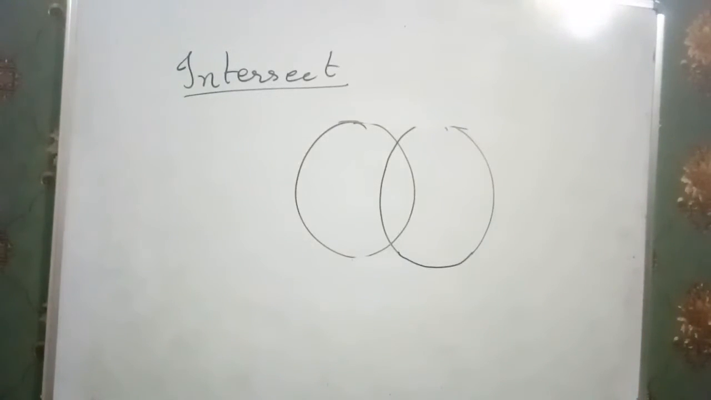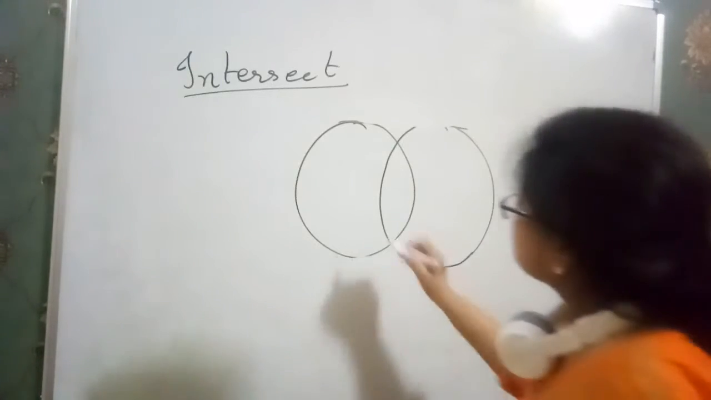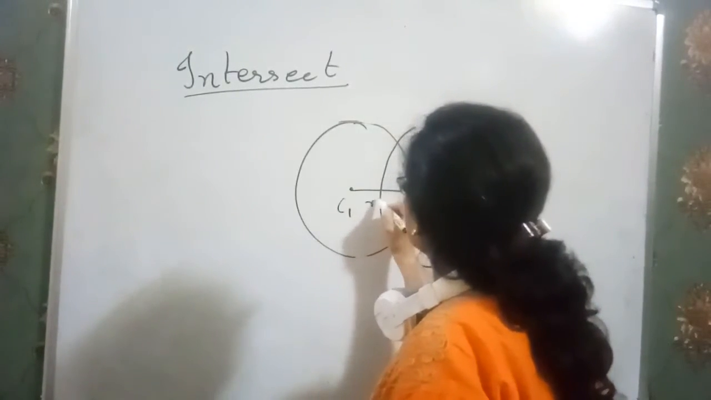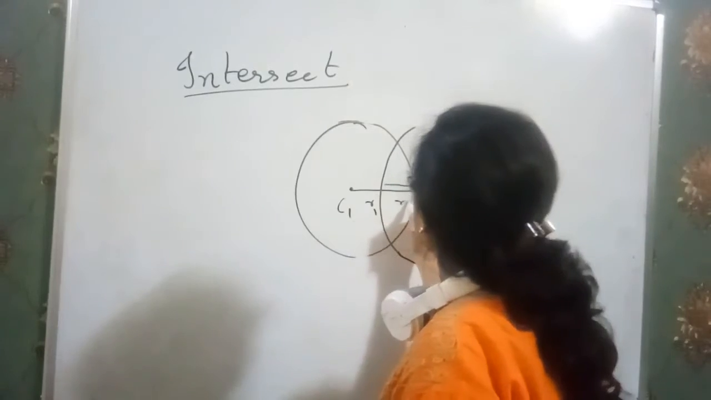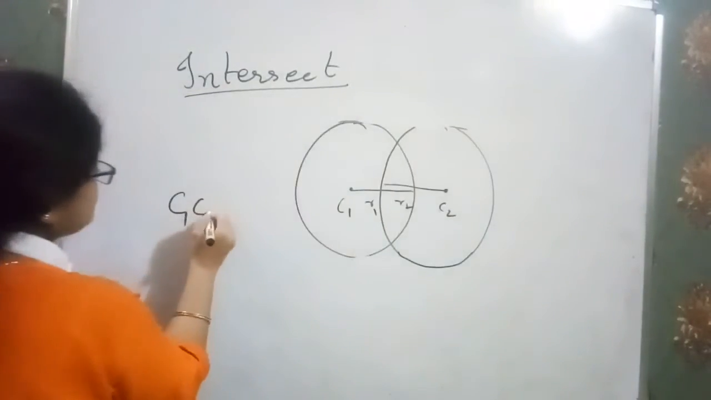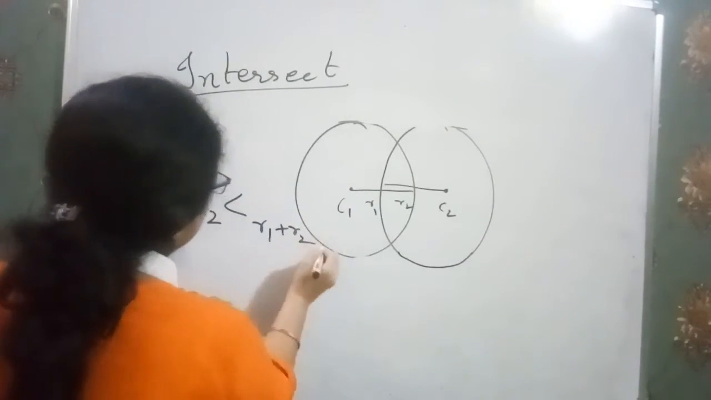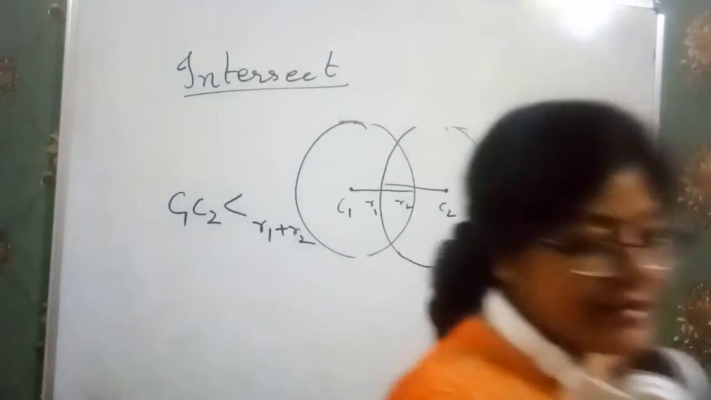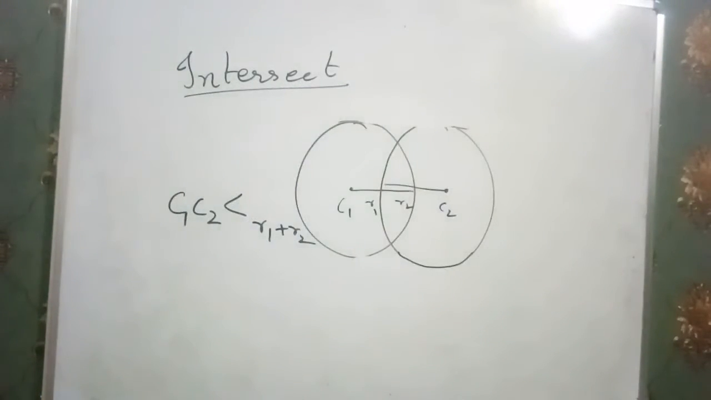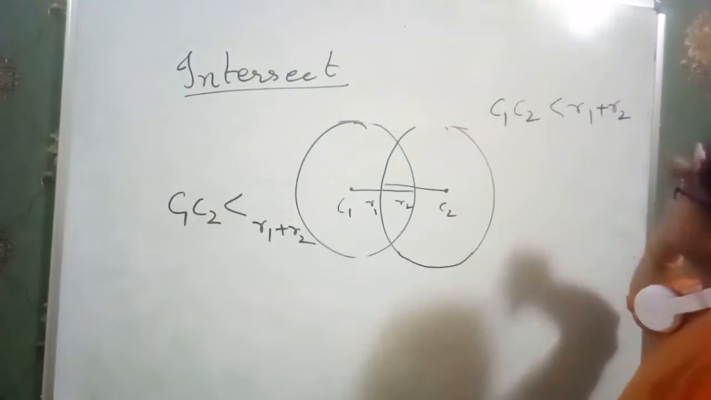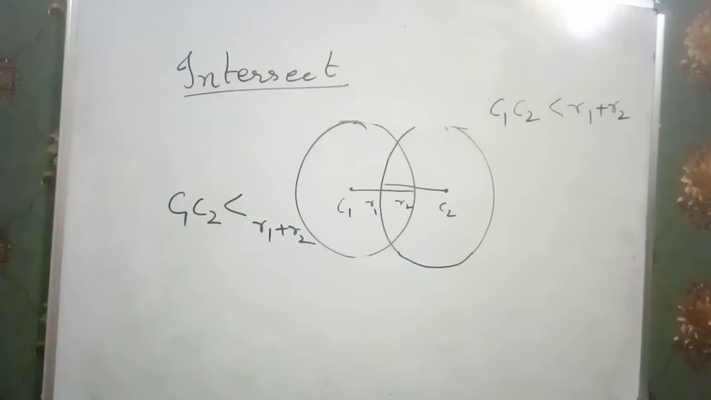the distance between their centers must be, just see, this is the distance between their centers. So this is R1 and this is R2. That means C1C2 must be less than R1 plus R2. So when we add the radii of the 2 circles, their sum is greater than the distance between centers. Remember, C1C2 is less than R1 plus R2, then they intersect with each other. Clear?